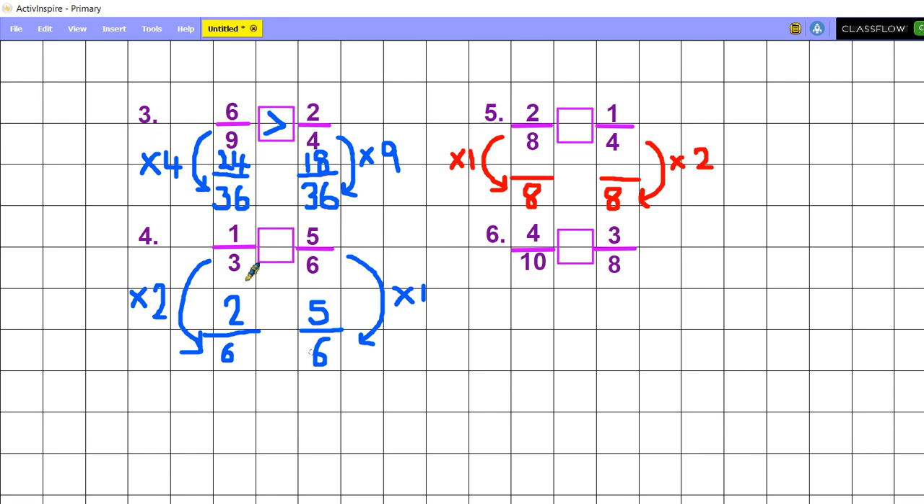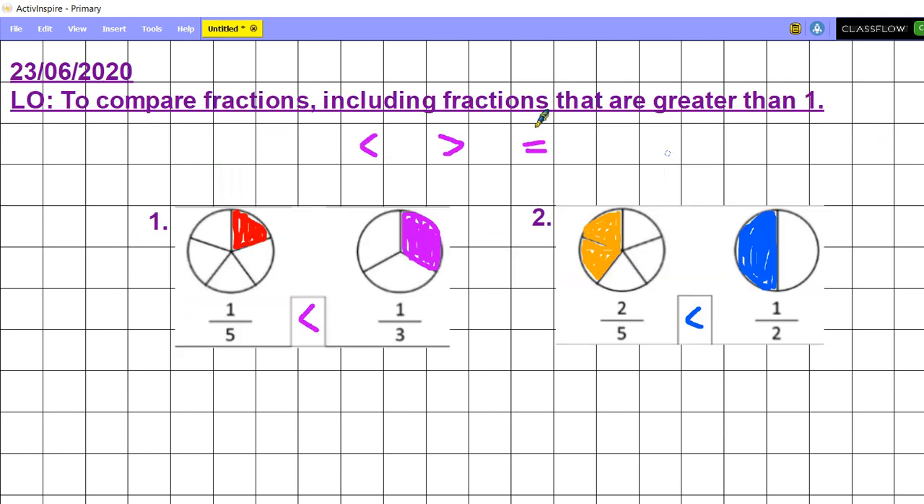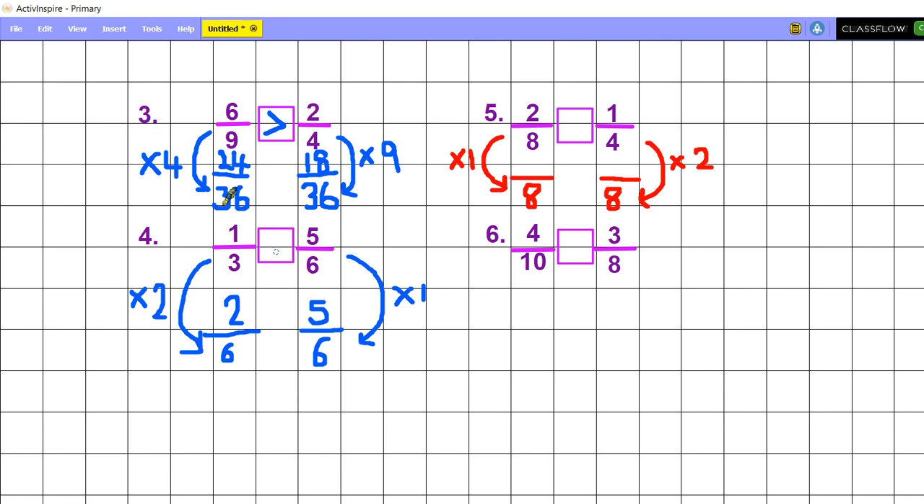Yeah, the answer is 5/6. So when we go back to our symbol, is it this one, or this one? And the answer is actually here, because if you remember, the arrow points to the smallest fraction. 2/6 is less than 5/6. So in the box, it's important that you put your symbol.